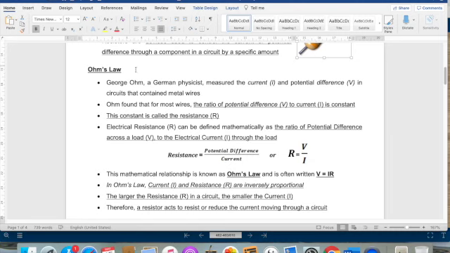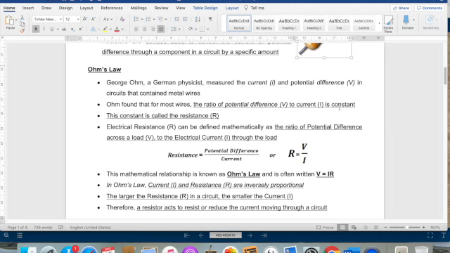Okay, let's talk about Ohm's law. George Ohm is a German physicist. He measured the current and potential difference in circuits that contain metal wires. He found that for most wires, the ratio, so that's just dividing two numbers, the potential difference divided by the current, was always a constant, right? If he looked at the potential difference across a wire, given a particular current, it would end up being this constant ratio, right?